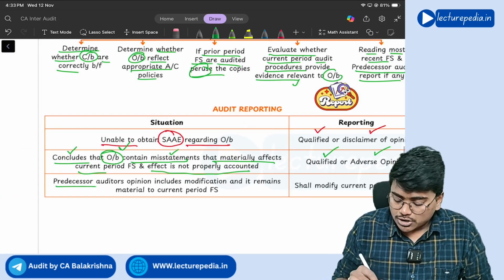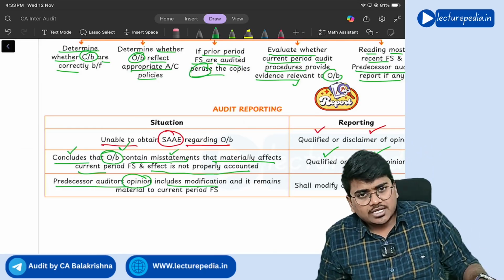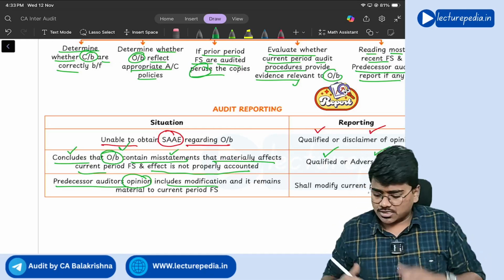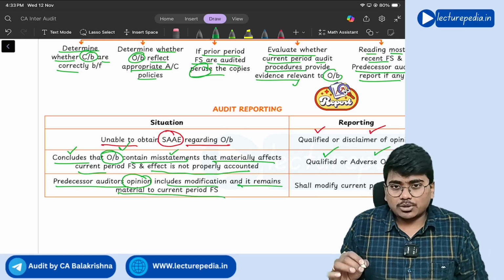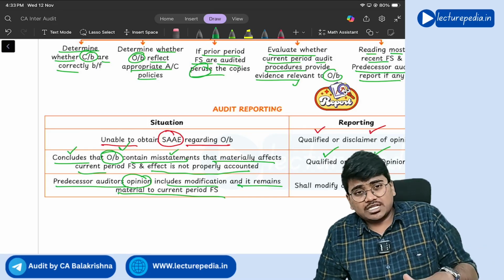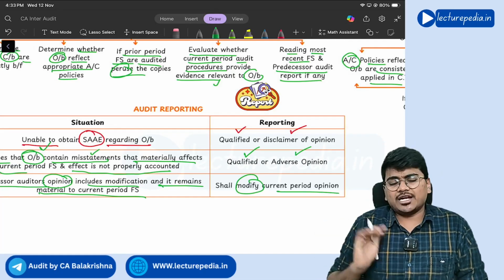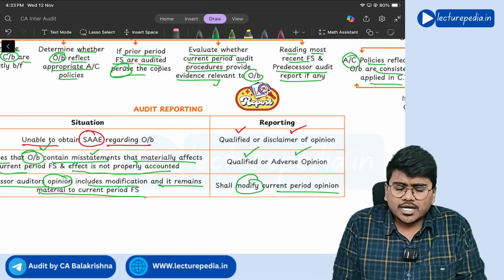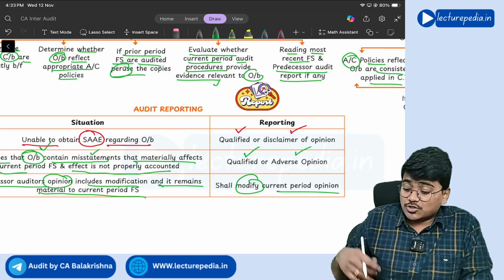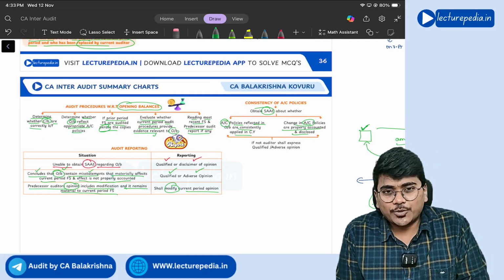Next, predecessor auditor opinion includes a modification. So in the previous year the auditor has given a modified opinion, whatever it might be, qualified, disclaimer or adverse, and it remains material to current period financial statements. So that matter is very much material for the current period financial statements also. In such a situation, you will modify the current period opinion also, right? Yes. So this is the discussion of SA 510.